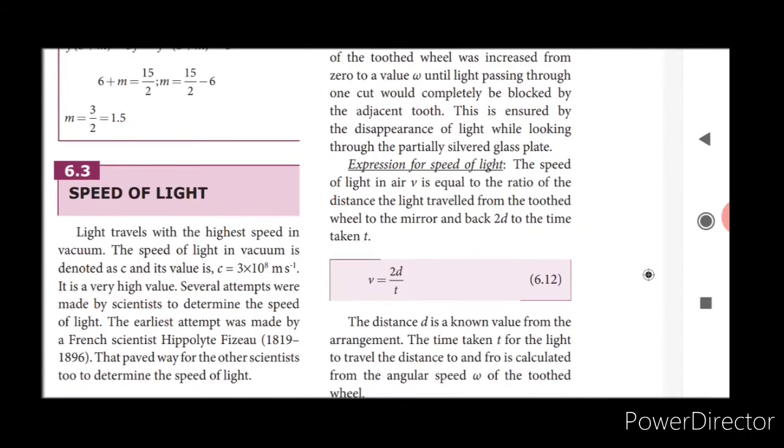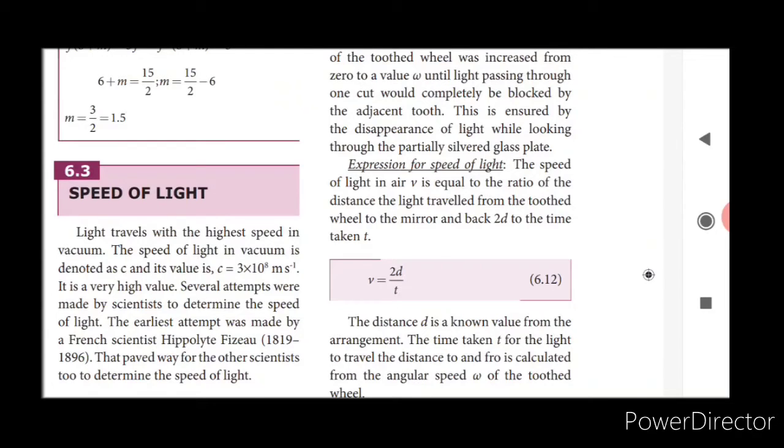Speed of light. We know that very well. How are they measuring that speed of light? The speed of light is how fast light travels in a vacuum, the highest speed. The speed of light in a vacuum is 3 into 10 power 8 meters per second. It is a very high value.